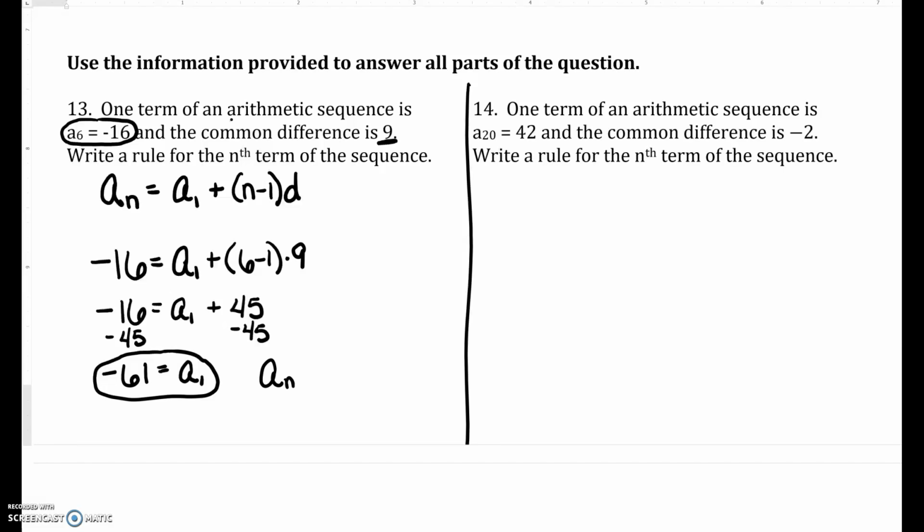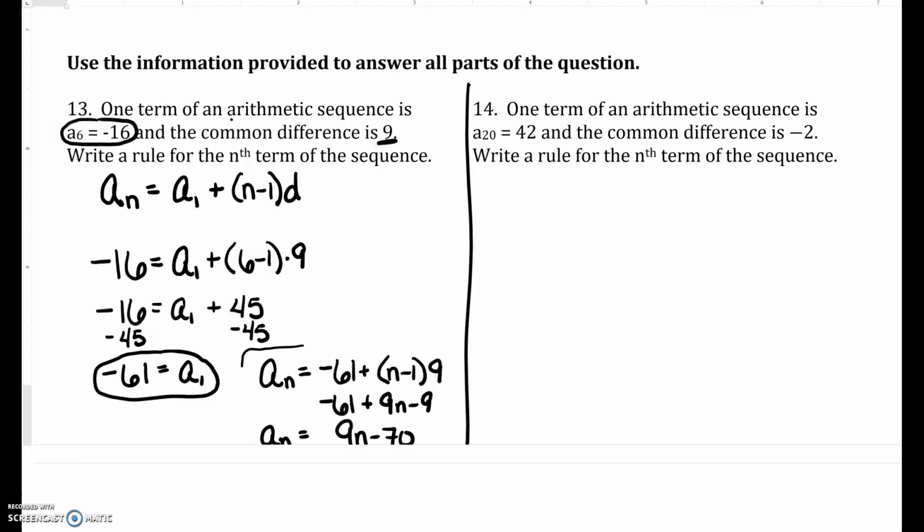Now that we have our first term, we are able to write the rule for the nth term. The nth term is the first term plus n minus 1 times our common difference, 9. And you should probably take the time to distribute the 9 and then combine like terms. So if we distributed the 9, we would get 9n minus 9, and then combine our like terms, we'd get 9n minus 70. So your nth term is 9n minus 70.